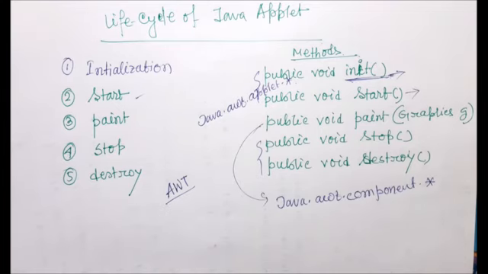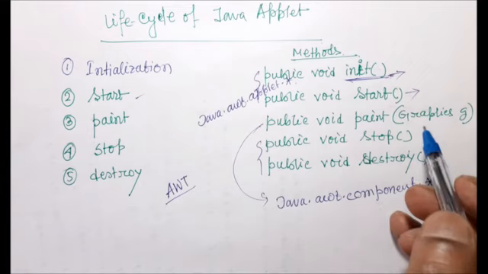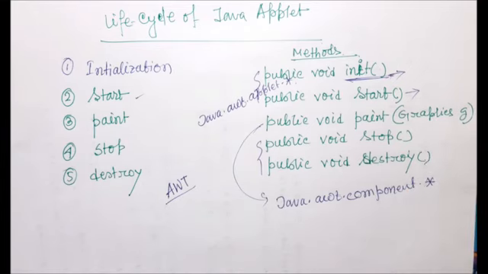So what does the paint method actually mean? If I want to write something on my computer screen, in our earlier, conventional Java programs, we have seen that if I want to print something, we use System.out.println to print some value, some variable value, or some string in our console. But here, if I want to print something, we use the paint method, and within this paint method we pass a graphics object, that is g.